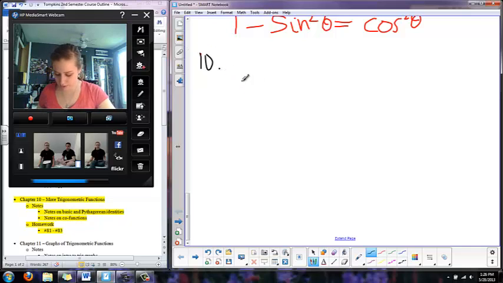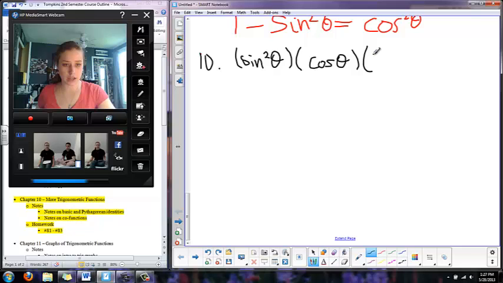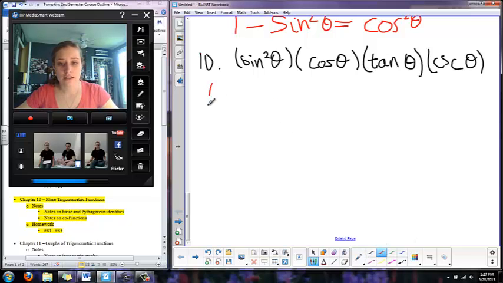Number 10, we have sine squared theta times cosine squared theta times tangent squared theta times cosecant squared theta. So this just looks like a lot of stuff being multiplied together, so let's rewrite it in terms of sine and cosine. This still just stays sine squared theta over 1.